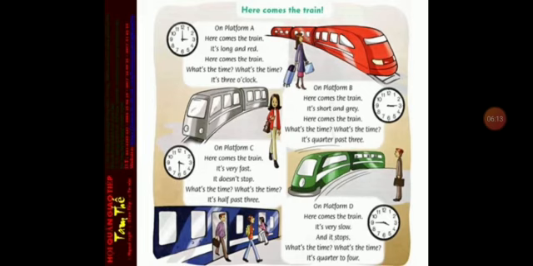On platform A, here comes the train. It's long and red. Here comes the train. What's the time? What's the time? 3 o'clock. On platform B, here comes the train. It's short and grey. Here comes the train. What's the time? What's the time? It's 3:15.